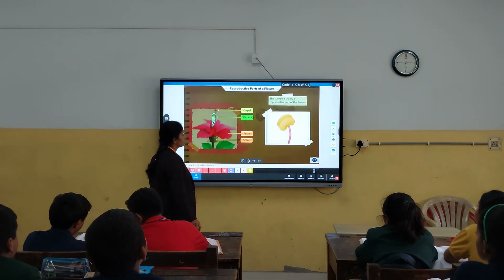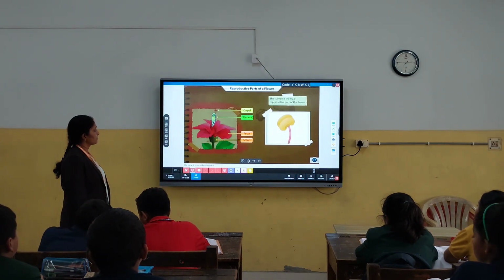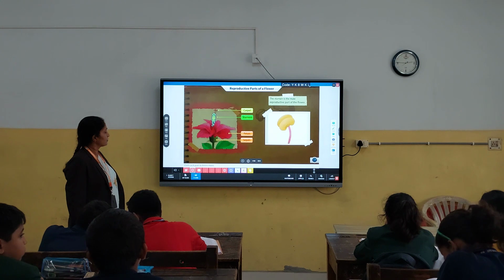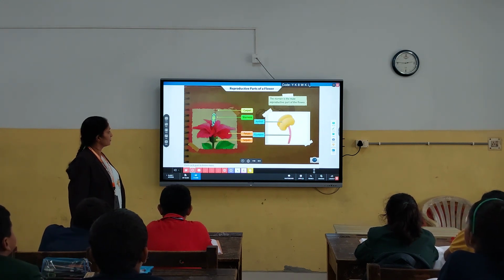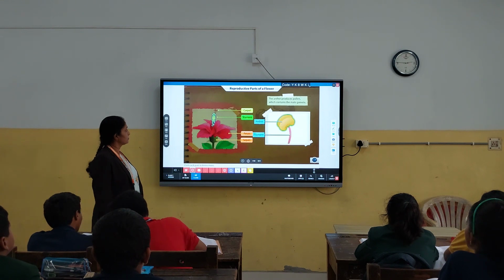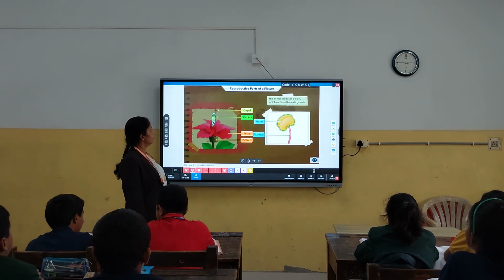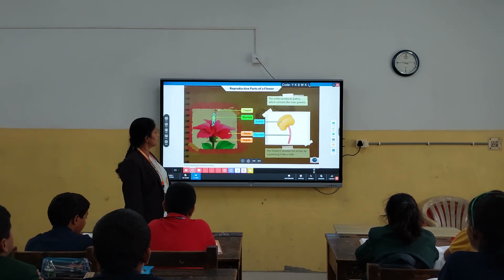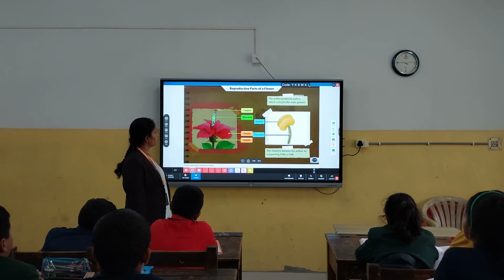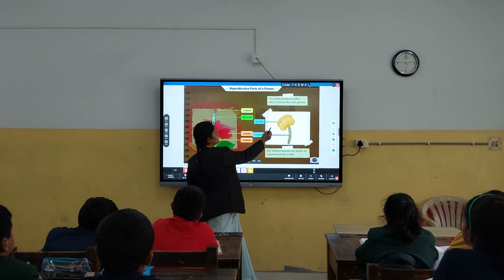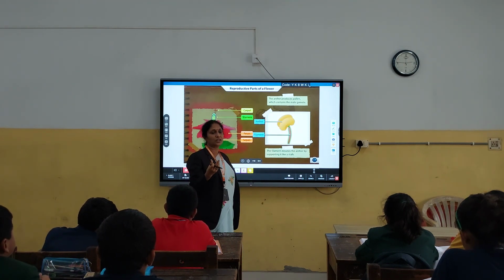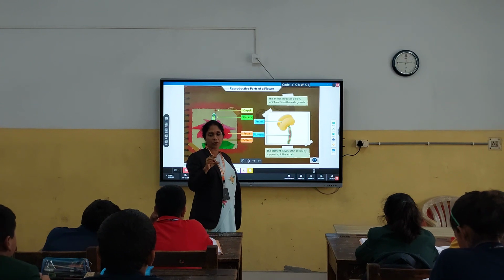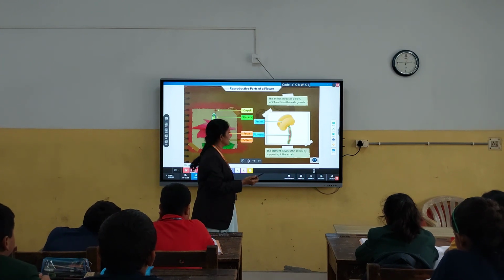The stamen is the male reproductive part of the flower. Each stamen consists of an anther supported by a filament. The anther produces pollen, which contains the male gamete. The filament elevates the anther by supporting it like a stalk. Now this anther has many pollen sacs. These sacs hold the pollen grains in it. Pollens are the male reproductive cells.